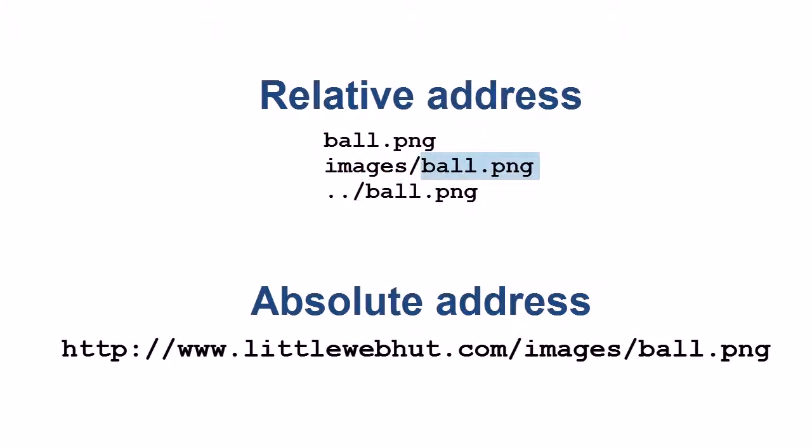If the image file were located up one directory from the HTML document, then you would use 2 dots followed by a / followed by the image file name. Here is an example of an absolute address. An absolute address needs to start with the protocol, which is typically HTTP, and that needs to be followed by a colon and 2 /. An absolute address can point to your own website or to a different website.